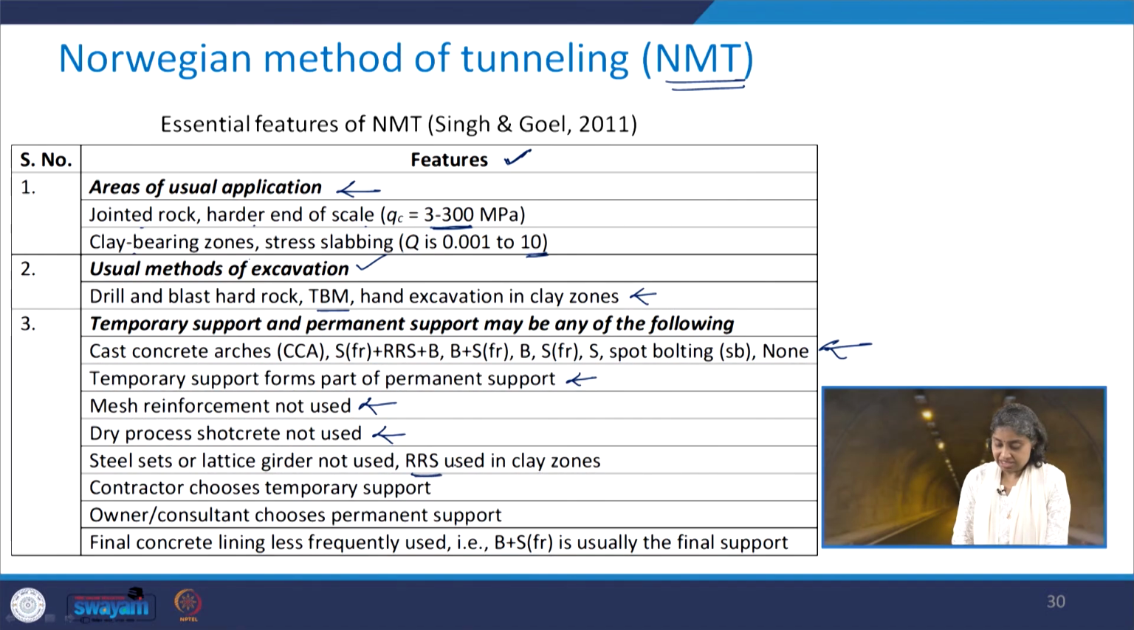The steel sets or the lattice girders are not used, but RRS is used in clay zones. The contractor may choose the temporary support, and the owner or consultant chooses the permanent support. So the final concrete lining is less frequently used. Usually B plus, that means bolting plus SFRS, is the final support system in the case of the Norwegian method of tunneling.